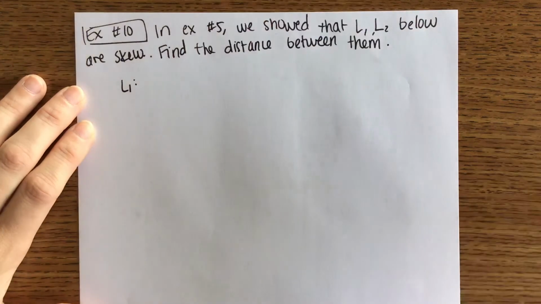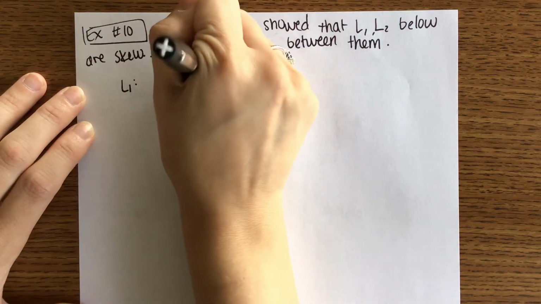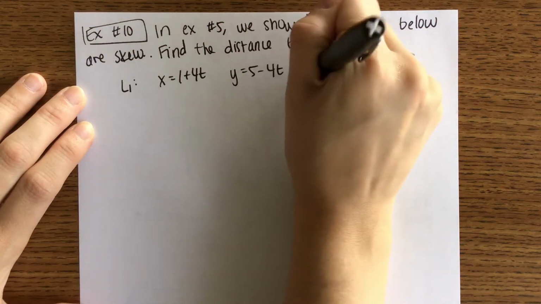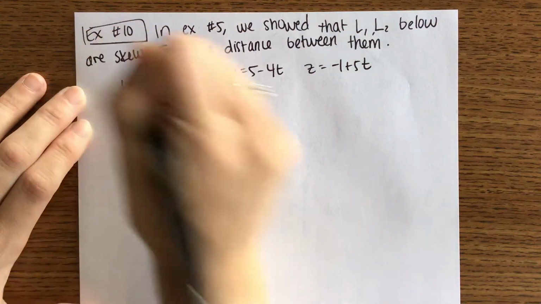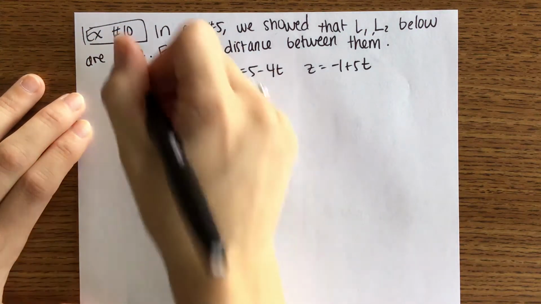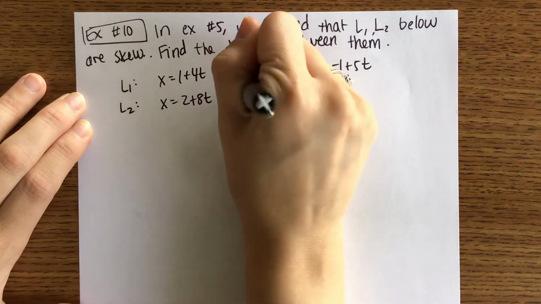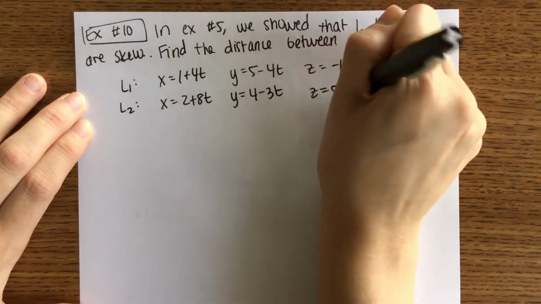L1, I'm giving these parametrically, was x equals 1 plus 4t, y equals 5 minus 4t, and z equals negative 1 plus 5t. The second line was x equals 2 plus 8t, y equals 4 minus 3t, and z equals 5 plus t.